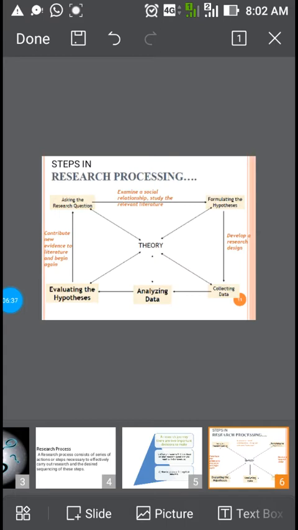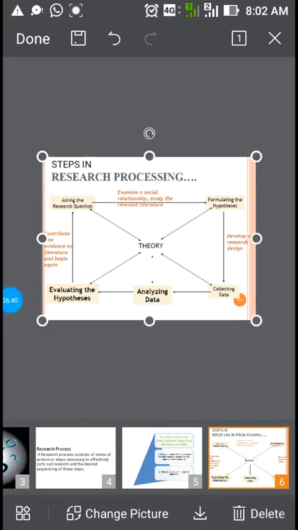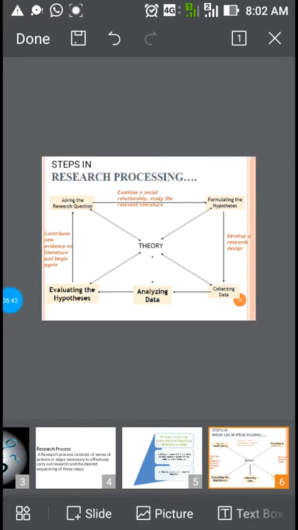So once you set up your problem, after selecting your topic, then you go for a literature survey. In the literature survey, you need to survey the literature from the primary and secondary sources. Primary, as we already discussed, includes face-to-face interactions, then questionnaires, telephonic interviews or surveys.